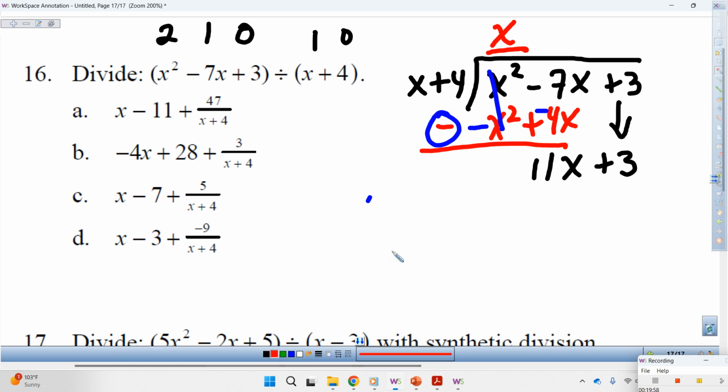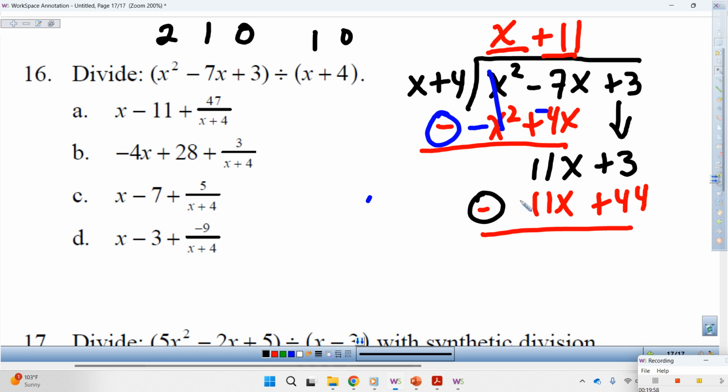What number times x gives us negative 11x? Negative 11. So that's negative 11x. Negative 11 times 4, that's negative 44. Subtract, which means we distribute the negative here and here. This cancels. Did I do that right? Let's see. Yes?